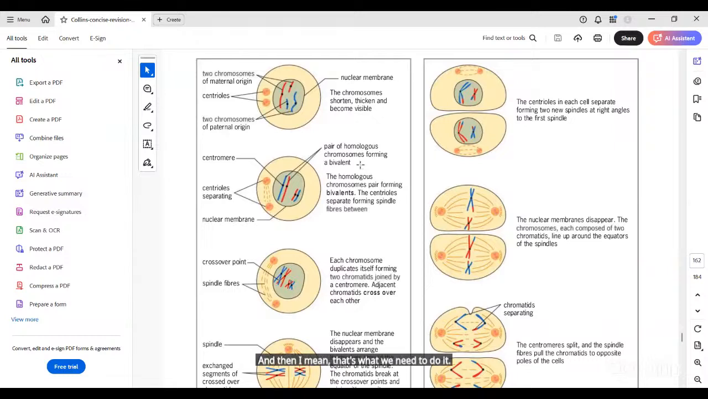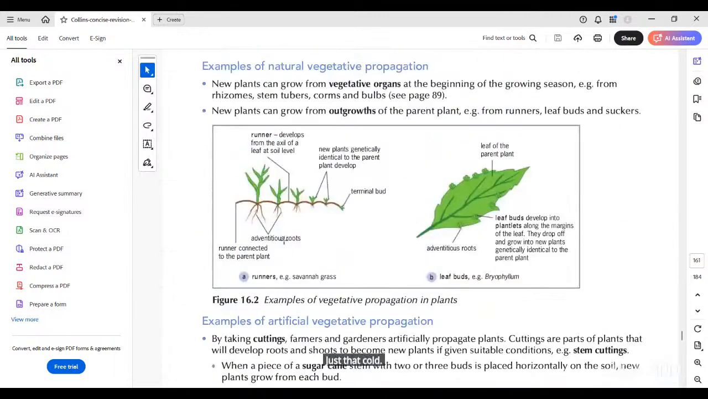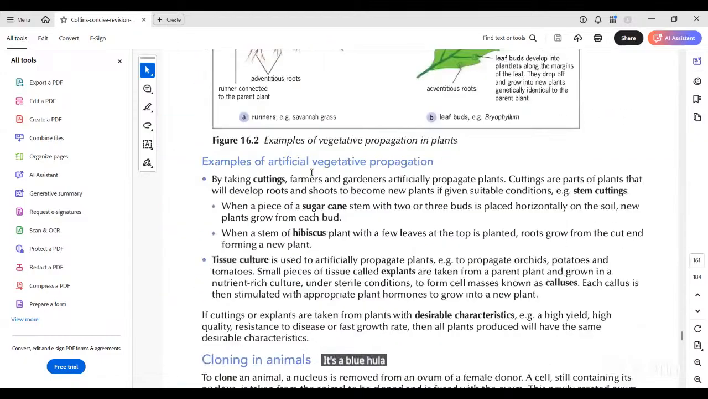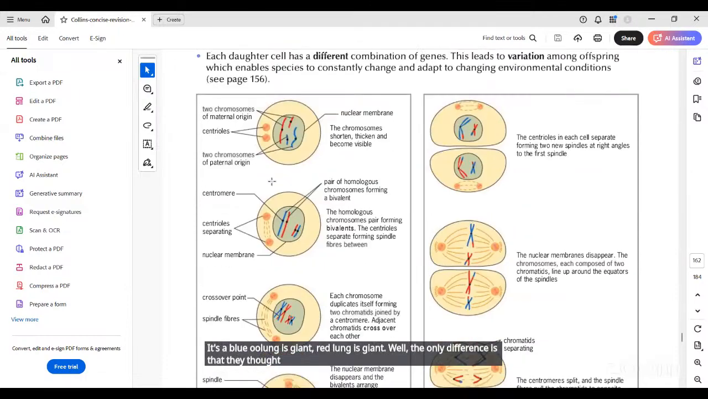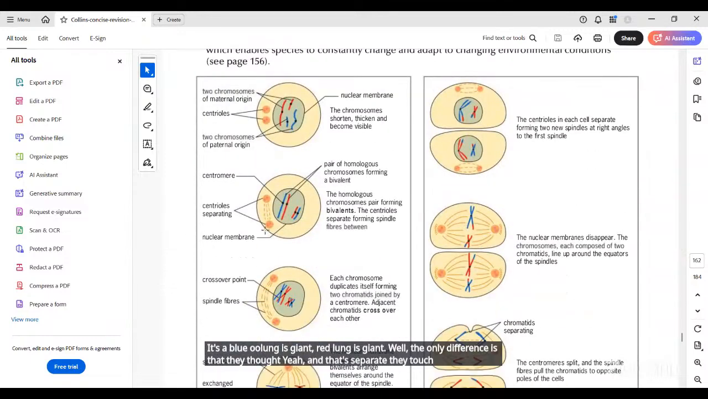So we'll go down and we see where there's a crossover point. We see where the centromere is in the middle here. It joins them together: blue and blue, red and red, just like here. So blue and blue long is joined, red long is joined. But the only difference is that they touch. They are not separate. They touch, because why do they touch again?